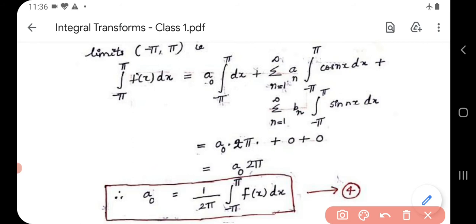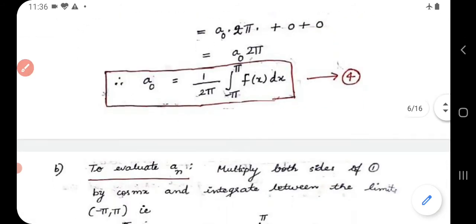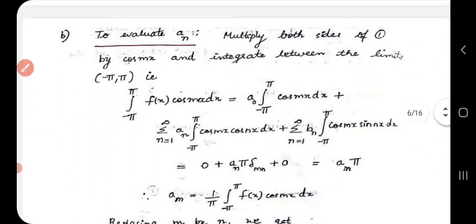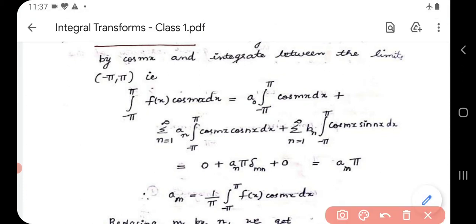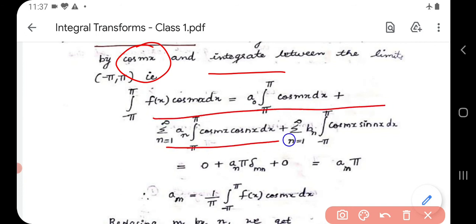So that is your formula to calculate the Fourier coefficient a0. Okay. Now let us see how to evaluate an, the second coefficient. For that, again you take equation 1. Now multiply LHS and RHS of equation 1 with cos mx, and then you integrate from minus pi to plus pi. So by doing this, it will look like this.